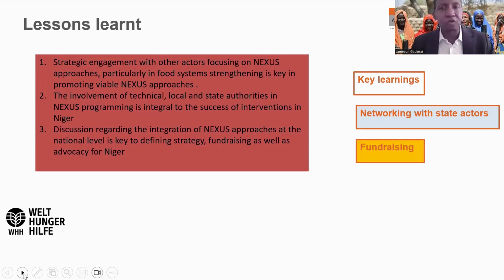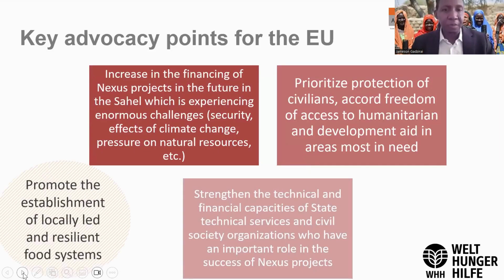Chris, if you can move on to the advocacy messages. So around this as well, in conclusion, what we're saying then is that our advocacy is around the promotion of locally led and resilient food systems. The more communities are involved in defining their food systems, in participating actively in their food systems, the more they will own the process and the more it will run again in the long term.